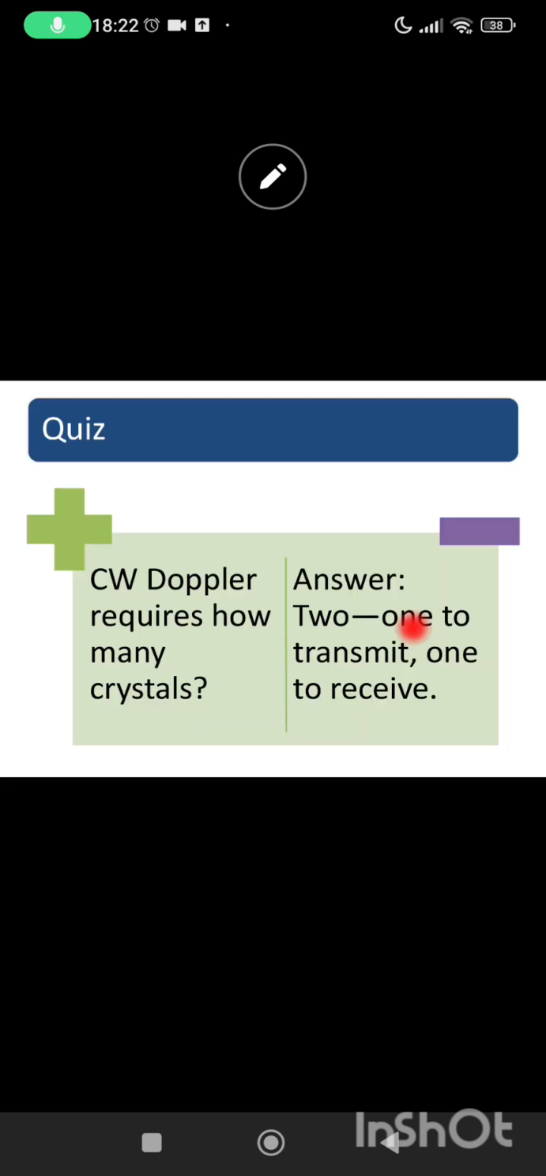So CW requires how many crystals? Two. One to transmit, one to receive.